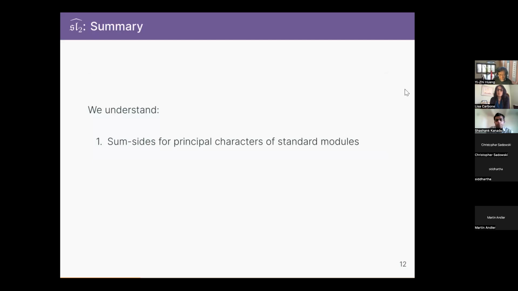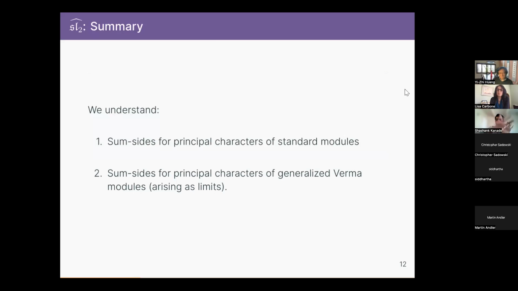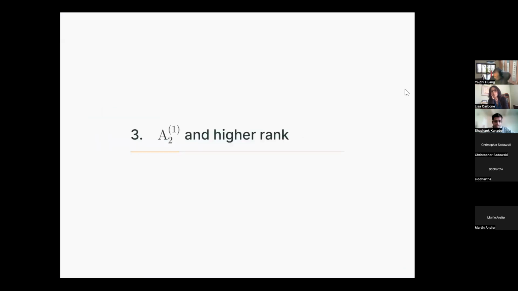In summary, for SL2 hat, we understand sum sides for principal characters of standard modules. And we understand how in the limit they give rise to generalized Verma modules. What we don't understand is how to go back. And this is sort of a nice story: you first understand integrable modules, you take the limit, you understand Verma modules or generalized Verma modules. And potentially you could even then understand characters for non-integrable modules where you have such resolutions, like admissible but non-integrable levels. Anyway, that's a pipe dream. Okay, so this is a big industry of finding these types of identities related to affine Lie algebras and their integrable modules.